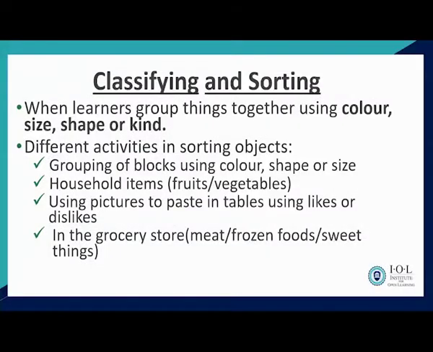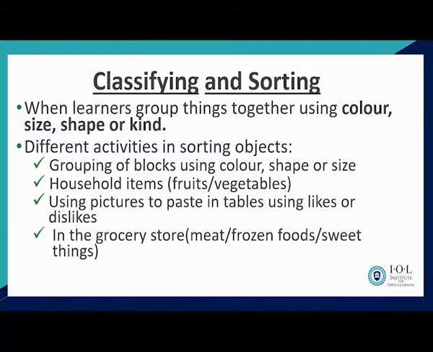So here I have some examples. Different activities in sorting objects. You group blocks like we did earlier. You group blocks using color, shape, or size. Ask them about household items. You can have pictures even of fruits and vegetables, and ask them to draw a table and put the fruit on one side and the vegetables on the other side. That is classifying or sorting things.